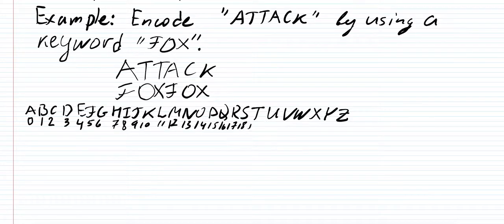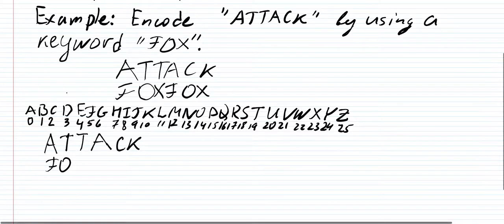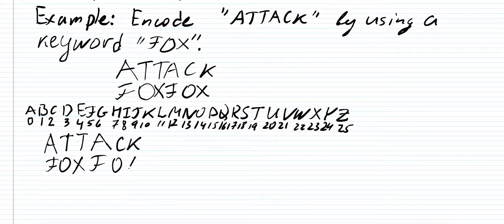I'm doing it here a little bit slow, but that's okay. So we have our numbering system, and let's put it over here again. So letter A, T, T, A, C, and K, letter F, letter X, F, O, and X.